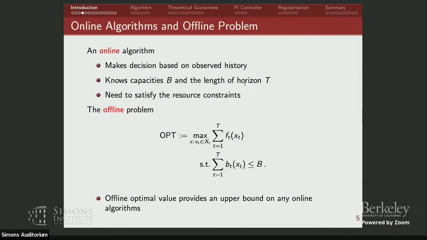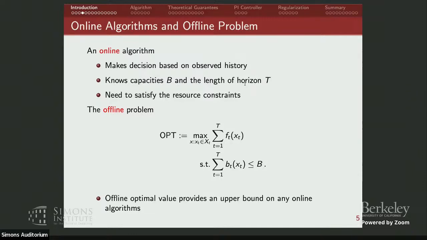Here we are targeting an online algorithm. By online algorithm, I mean that you make the decision only based on the observed history. We also assume we know the total capacity B, a vector, since you can have multiple resources. You also know the horizon of the problem, T. In practice, you always know B, your budget, but sometimes you do not know T, how many requests you're going to receive. I'm going to talk about how to relax knowing this value T in the end. For now, I assume you do know the horizon T. Another thing is that we need to make sure the resource constraints are always satisfied. These are hard constraints. You cannot violate your constraint.